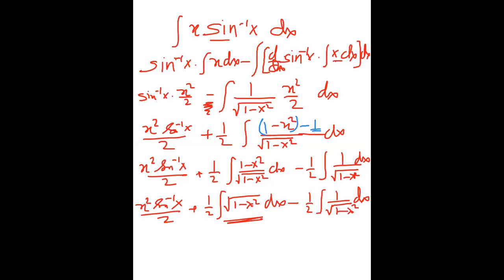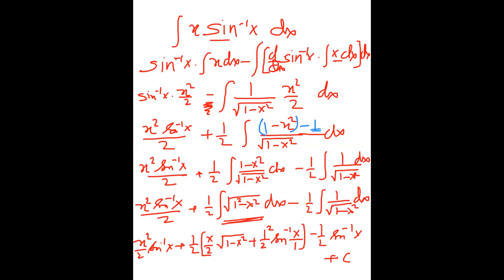Now see, the purpose of teaching this identity is here. So it becomes x square by 2 sine inverse x plus 1 by 2 times x by 2 under root a square minus x square plus a square by 2 means 1 square by 2 sine inverse x upon a, minus 1 by 2, and the integral of 1 upon under root 1 minus x square is sine inverse x, plus c. So this will be the final answer. You can open the bracket over here also.